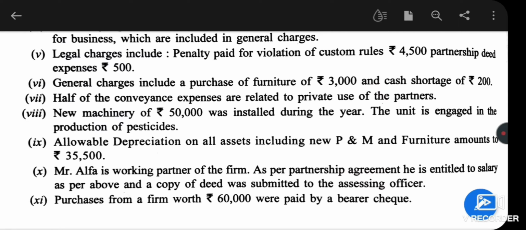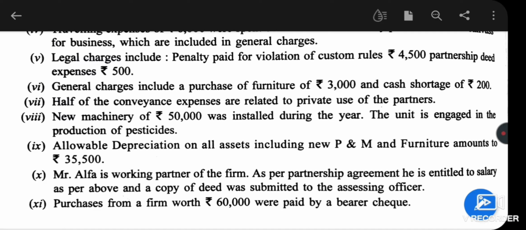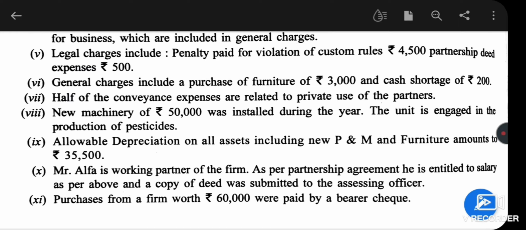And then there's also a cash shortage. Cash, in other words, it's also termed as capital. So if there's a shortage of cash, it's said to be shortage of capital. Therefore, it'll fall under income from capital gains. Okay, capital, that's why.